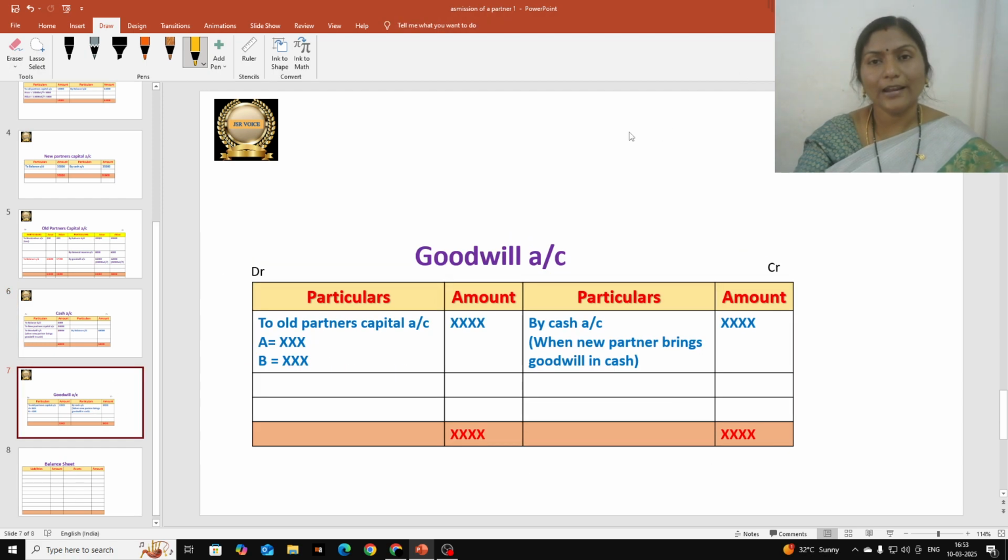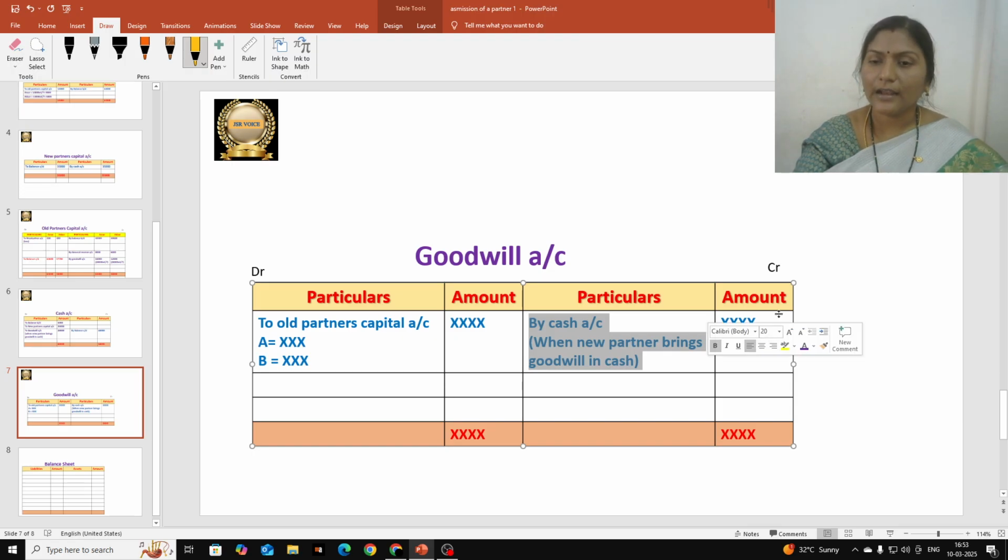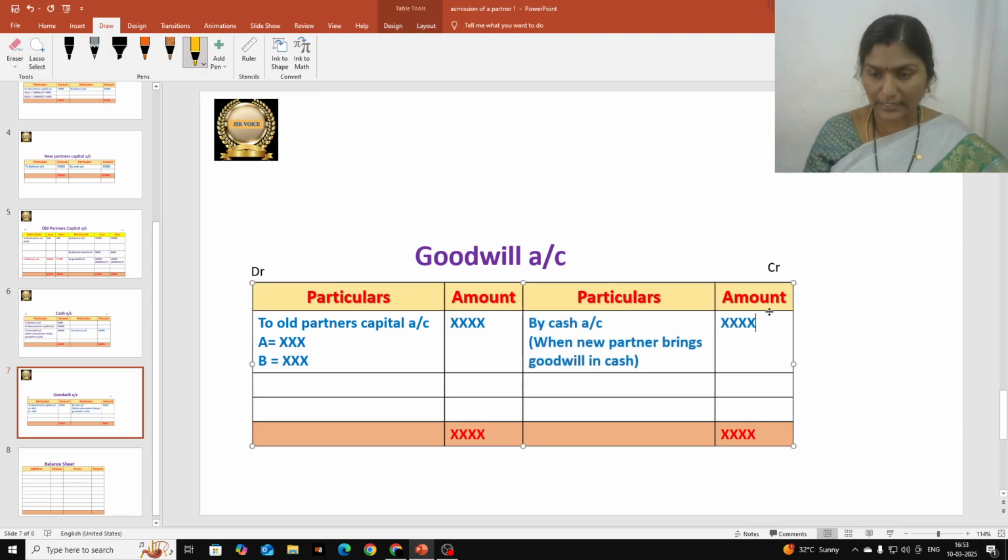Next account is goodwill account. So in goodwill account, first we should write on credit side by cash account. When we will write? When new partner brings goodwill in cash. So in our problem, new partner is bringing goodwill in the form of cash. Let us record here, and how much goodwill is bringing? 28,000. Let us write 28,000 here. Okay, and debit side we should distribute the 28,000 to old partners by writing to old partners capital account.